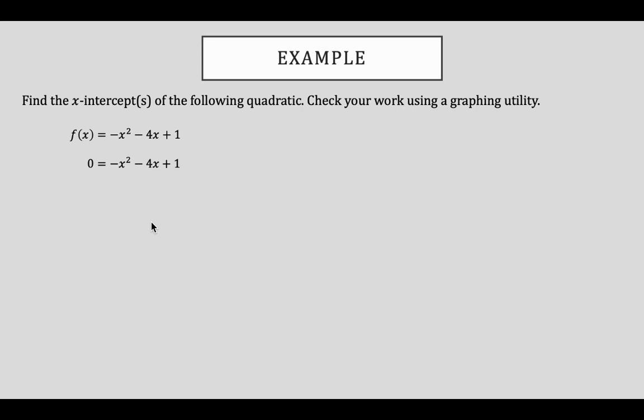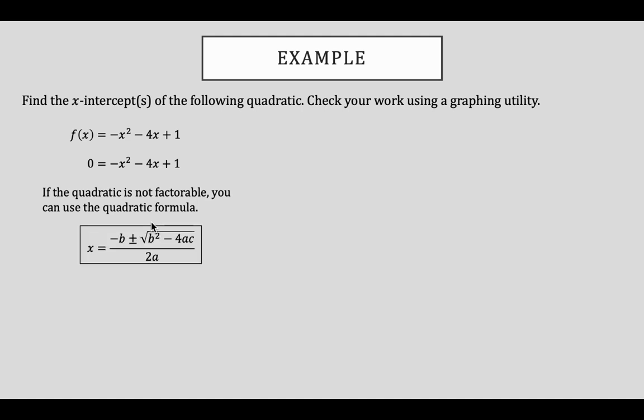The quadratic formula allows us to find zeros of quadratic equations. You guys might remember the quadratic formula from your previous algebra classes. x is equal to negative b plus or minus the square root of b squared minus 4ac, all divided by 2a. Remember, this comes from the general form ax squared plus bx plus c. All right, a is going to be negative 1, b is going to be negative 4, and c is going to be positive 1 in this equation.